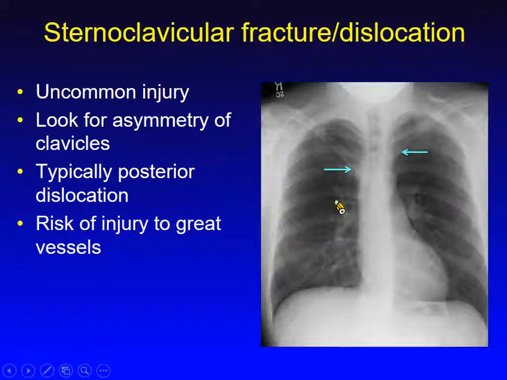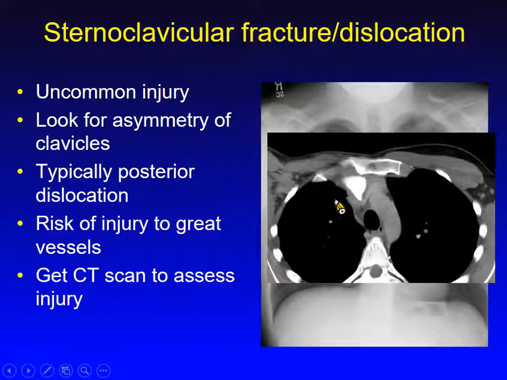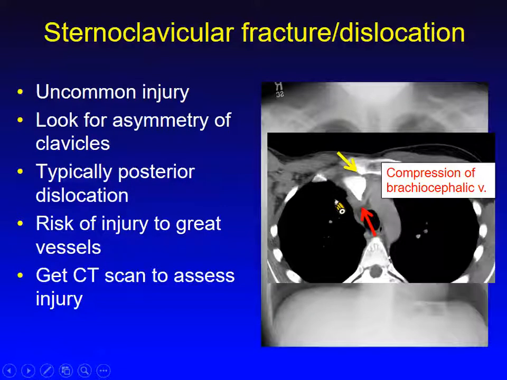The problem with this is that you have injury to the great vessels, and you can diagnose this very nicely with the CT scan. In this case, we can see that posterior dislocation of the clavicular head on the right, and then there's compression of the brachiocephalic vein by that clavicular head, and this can cause injury of the great vessels.